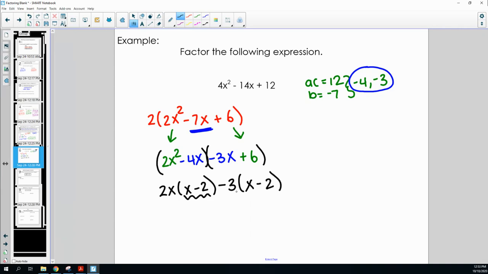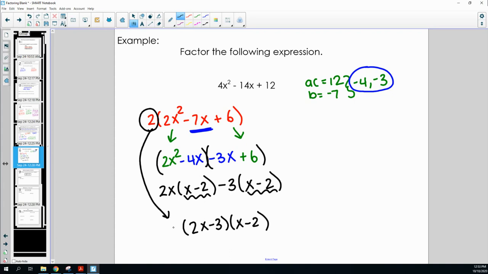Again, check to make sure that your parenthesis terms are the same, which they are. They're both x minus 2. So now I have the two outside terms, the 2x minus 3, they go together. And then the x minus 2's are the same, so I put x minus 2. And now we can't forget about that 2 on the outside from the beginning.